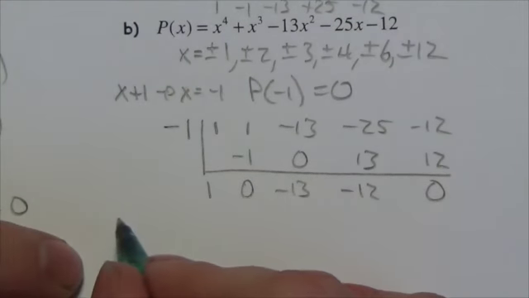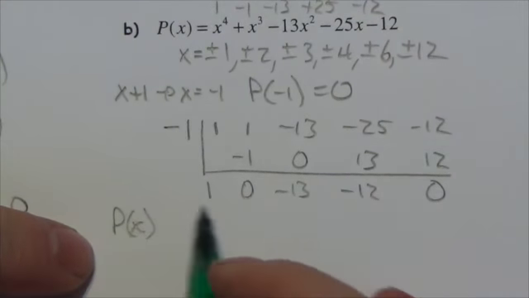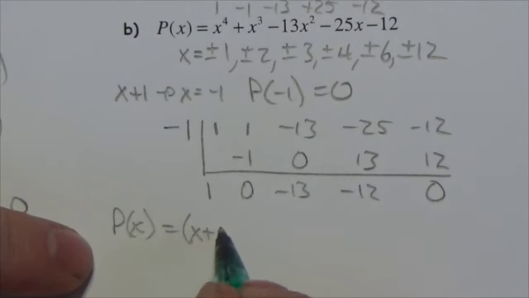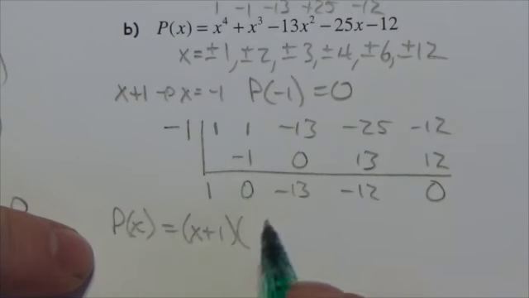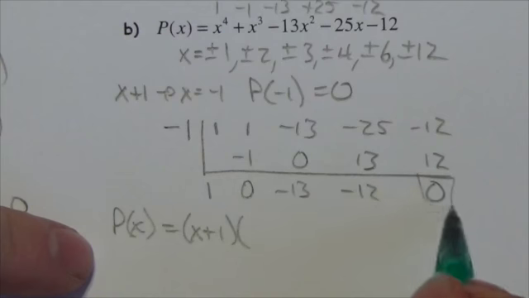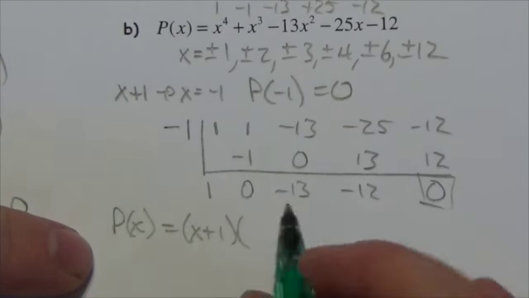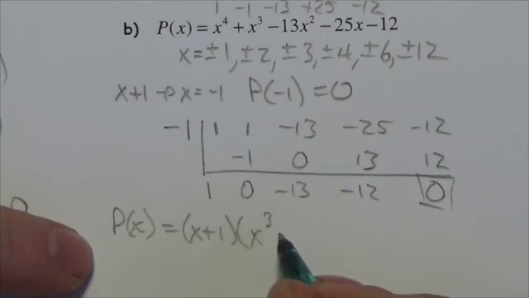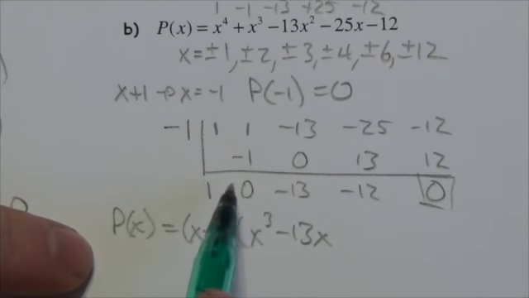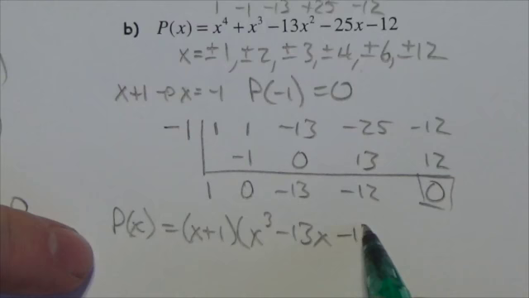Wonderful. So now I will write my division statement here. I'll put my divisor right here, x plus 1, and then this is my remainder. So constant, linear, quadratic, cubic. So I'm going to get x cubed minus 13x, because there's a 0 in front of the x squared, minus 12.